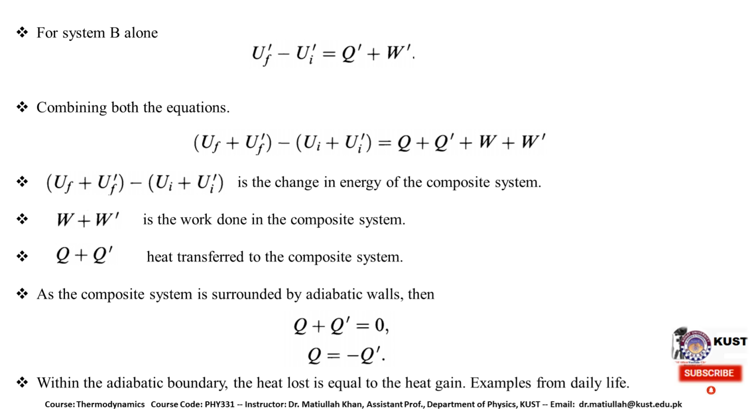As the composite system is surrounded by adiabatic walls, no heat goes out from the system, so Q plus Q dash is equal to 0. So Q is equal to minus Q dash. This is the general conclusion from this experiment of two objects. It means that as the whole system is placed in an adiabatic boundary, the heat lost by one body should be equal to the heat gained by the other body. And this is also the law of conservation of energy.